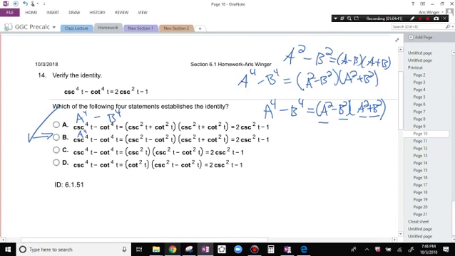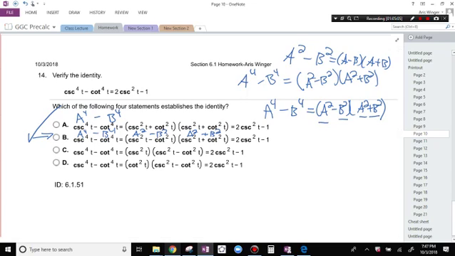A to the 4th minus b to the 4th is a squared minus b squared times a squared plus b squared. No other one does that. So that has to be the choice. There's a lot more work to do here to actually write this out, but you would then say, what do we know about cosecant squared minus cotangent squared?